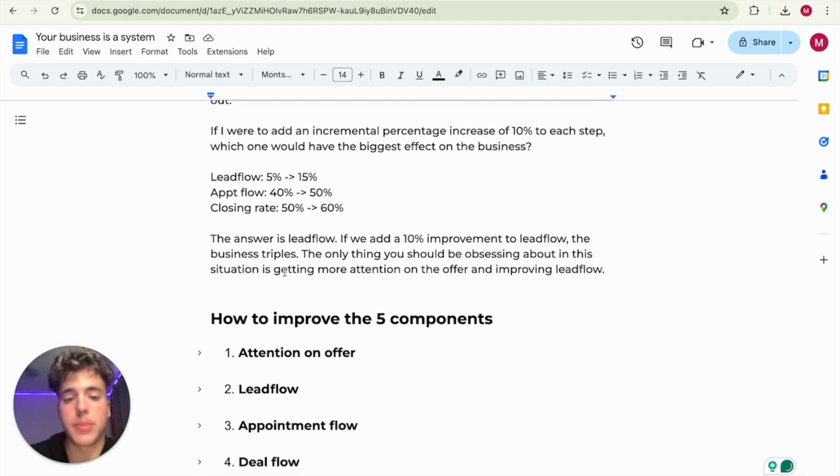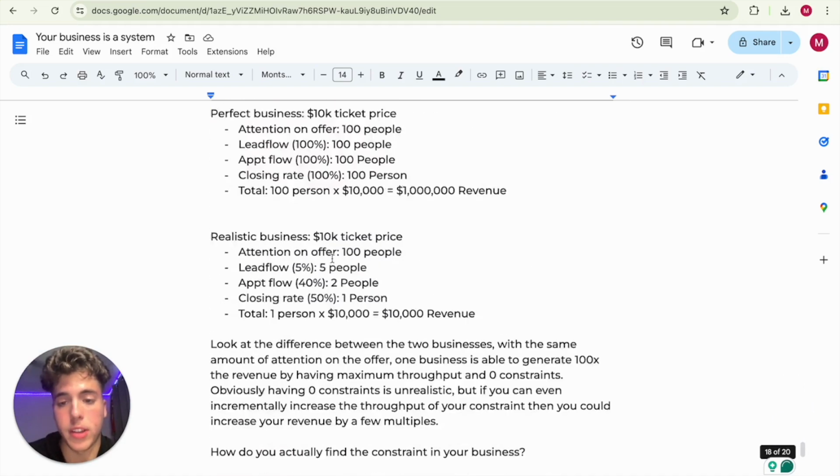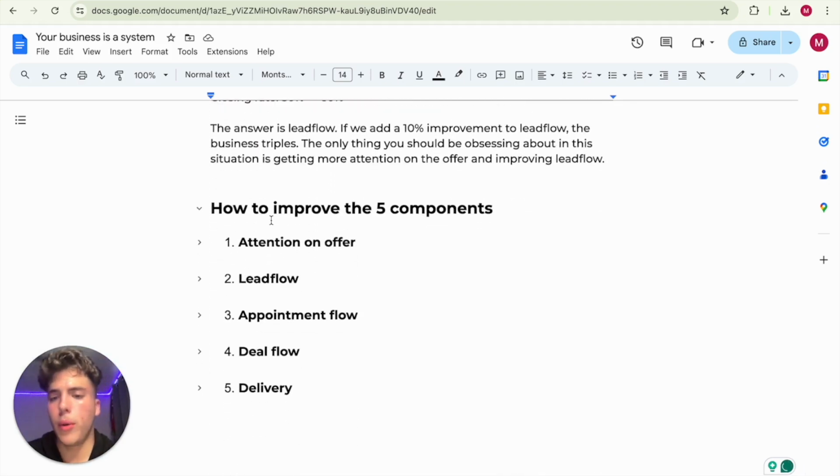And the only thing you should be obsessing about in this situation is getting more attention on the offer and improving lead flow. So if you're running this business right here and the constraint is lead flow, that means the only thing you should be focusing on every single day is how to increase lead flow and get more attention on the offer. Okay. And so how do you actually improve the 5 components? Because if you run a business for long enough, you're going to run into all 5 of these being constraints. Okay. And so how do you actually improve them when you run into each component being constrained by whatever it's lacking? And so how do you fix it?